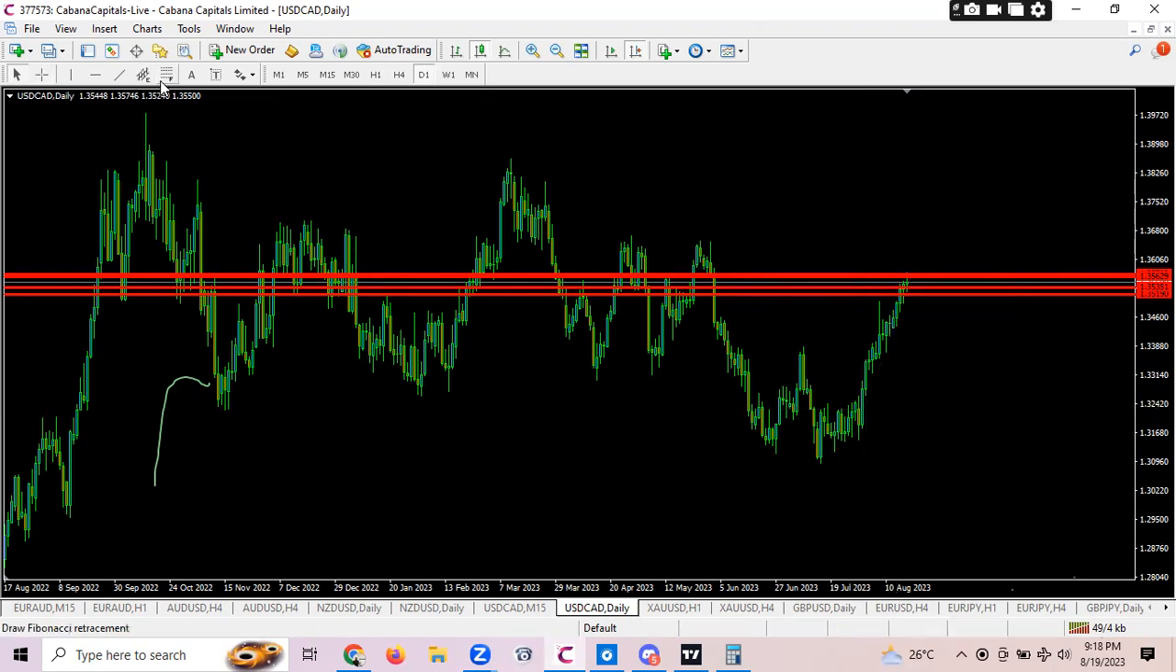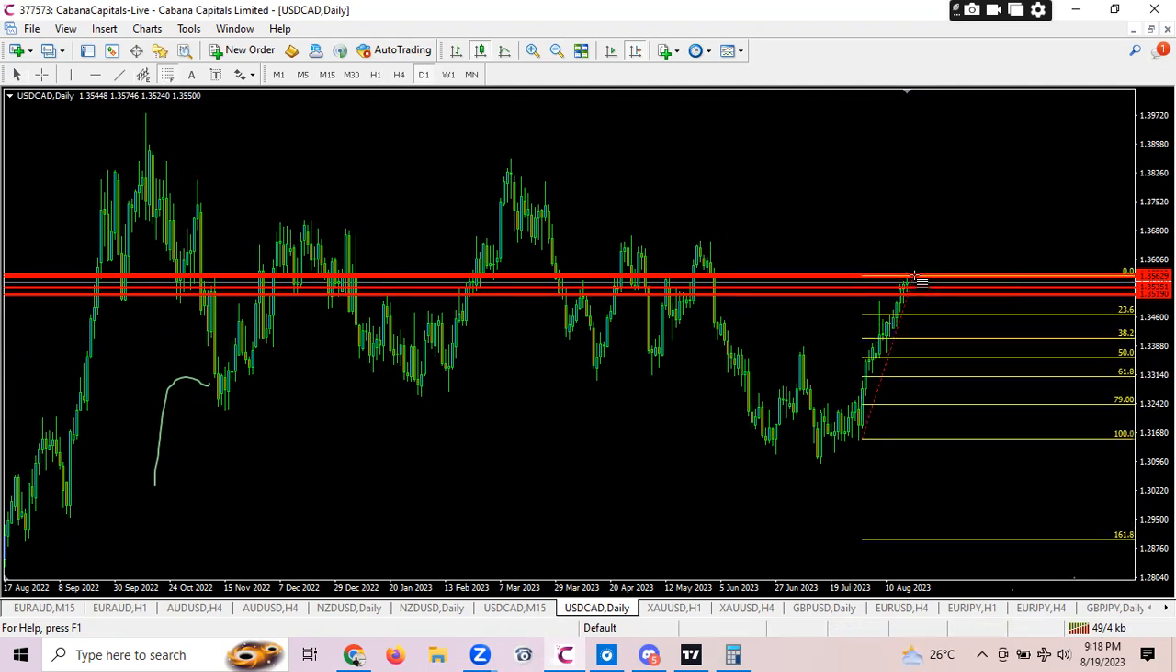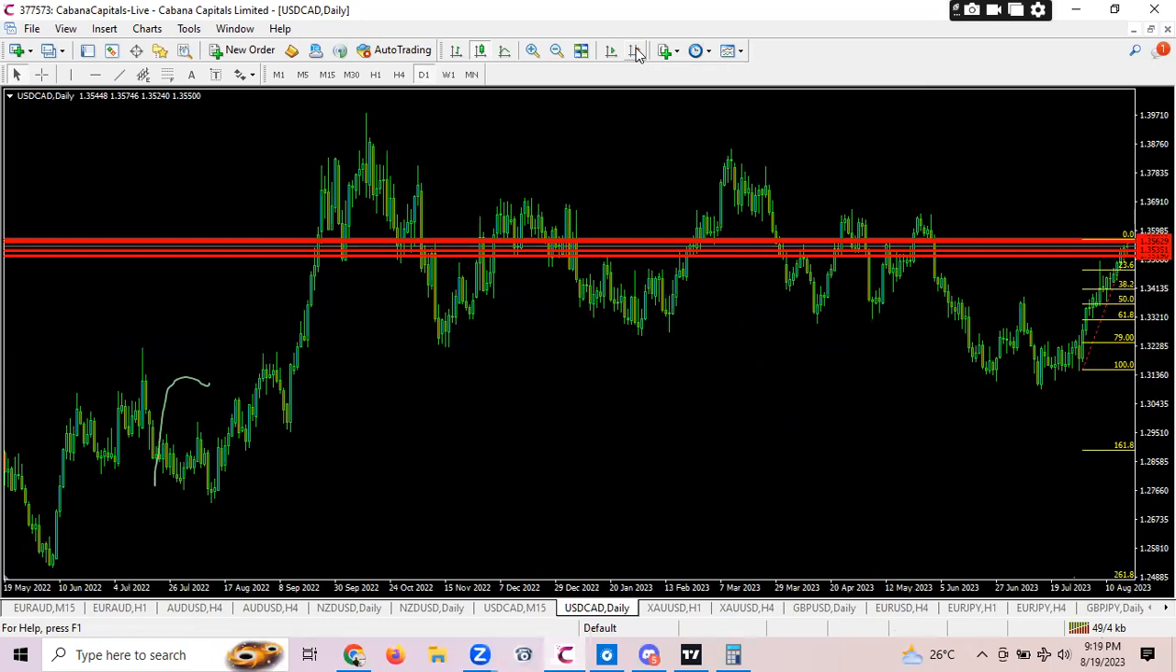We should see price pull back to a discount level before we consider buying. We should see price pull back to 61.8 or 79.0 before we consider buying. Buying USD CAD at the current market price is at a very high risk. Okay, that's my take on USD CAD. Look for sell opportunities this coming week.